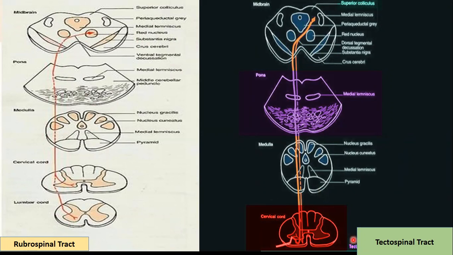Another is tectospinal. What is tectospinal? It starts with the superior colliculus that is present here in the midbrain. Then it goes from pons to medulla, and then ultimately it ends indirectly in the interneurons in the spinal cord. You see the tracts from the pons till the end are the same. Only the position in the midbrain is different. So for rubro it is the red nucleus. For tecto it is the superior colliculus.